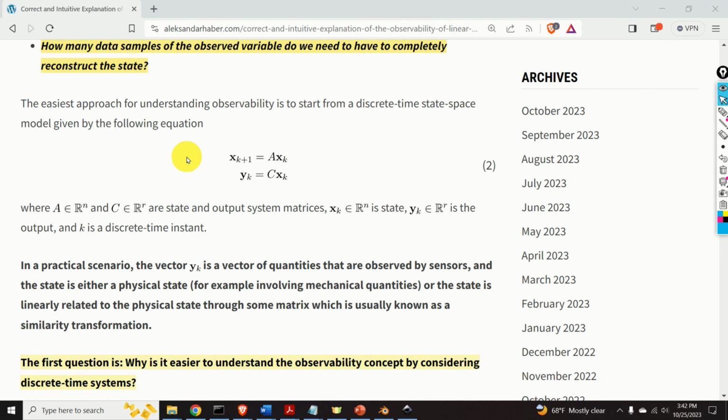Okay, in the sequel we present the theoretical explanation of observability. The easiest approach for understanding observability is to start from a discrete time state space model given by this equation. Over here, xk is the state vector at the discrete time instant k. A and C are the system matrices, and yk is the output, and k is a discrete time instant.